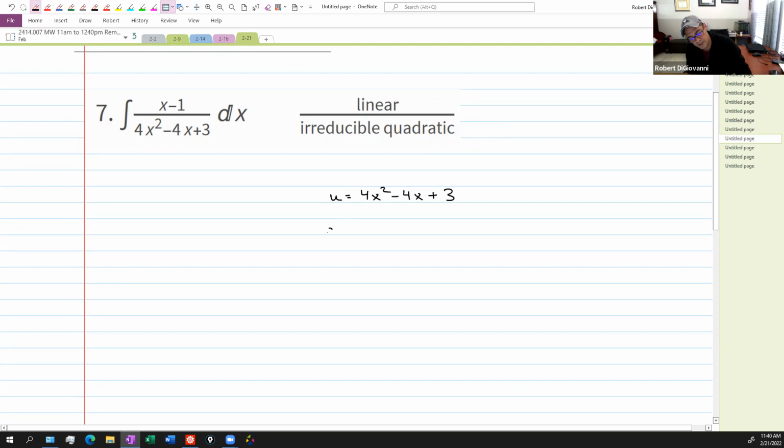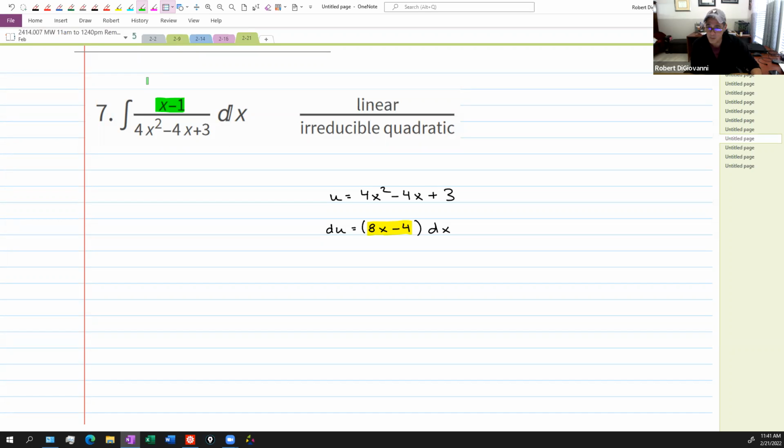And let's take the derivative of that, which would give you 8x minus 4 in parentheses dx. Right? Now, wouldn't it be nice if the numerator was 8x minus 4? If the numerator was 8x minus 4, then we would have u on the bottom and the derivative of it up top, wouldn't we? It's not though, right? The numerator is x minus 1. And I sure wish it was 8x minus 4, right? I'm going to make it 8x minus 4.